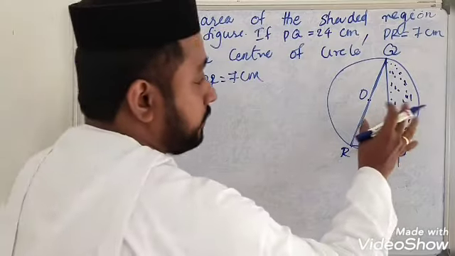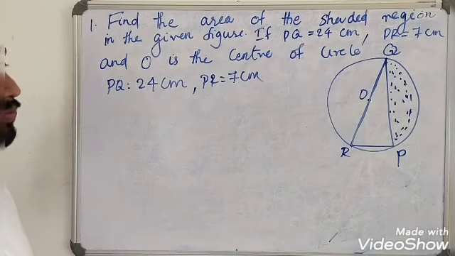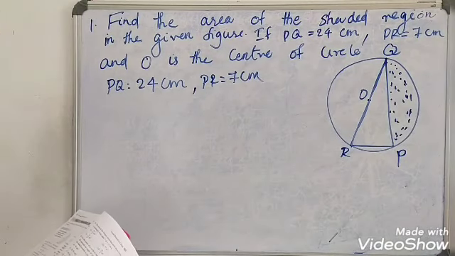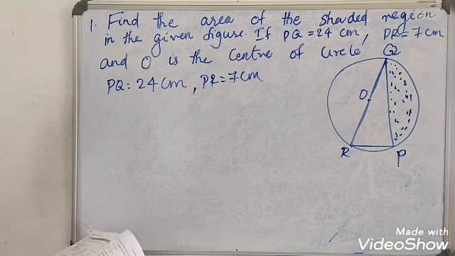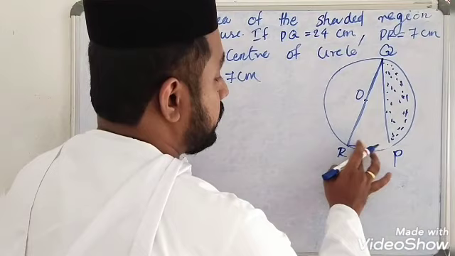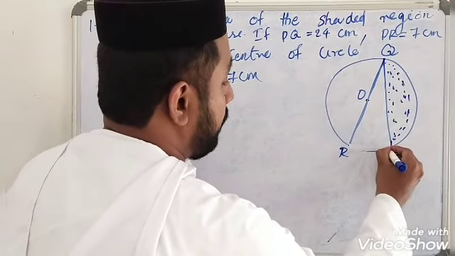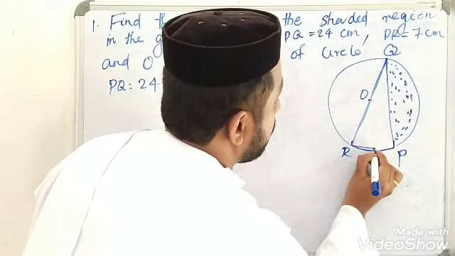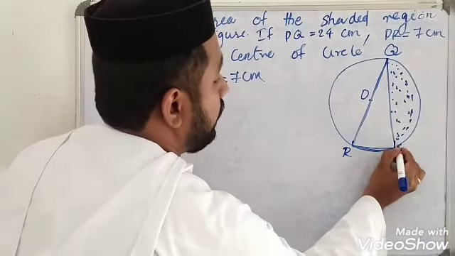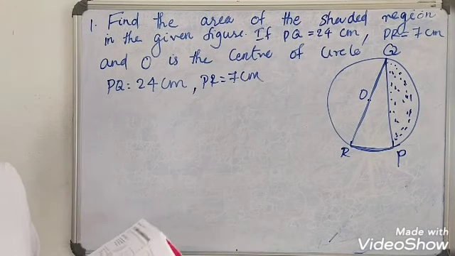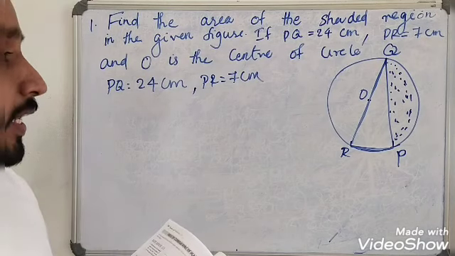Now let us focus on this semicircle. So we have to find the area of this shaded region. So how we can find the area of the shaded region? This is P and Q. This is a small portion of the circle. So look at points P and R.